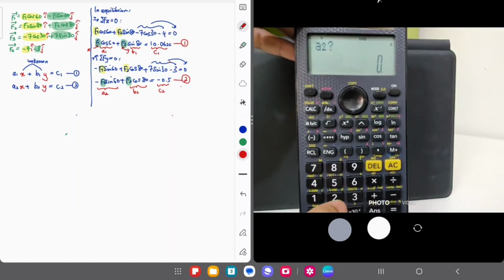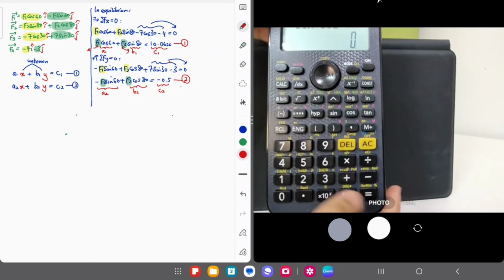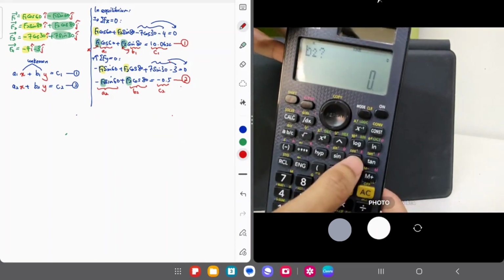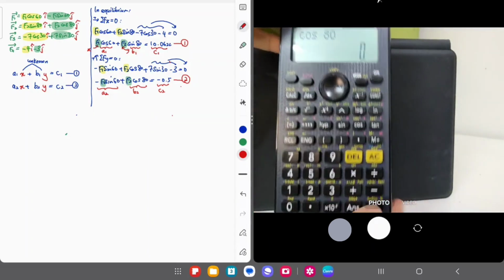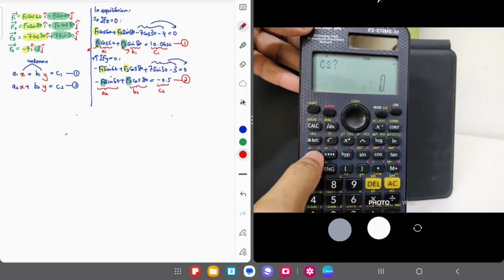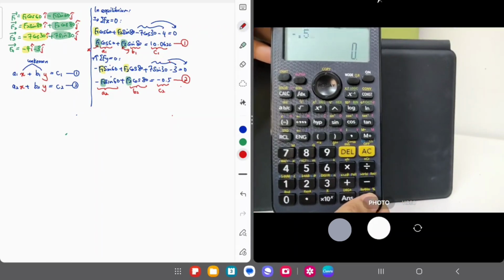So back to your a2. a2 is negative sine 60. Press the sum button. Then your b2 is cos 80. You key in cos 80 and press the sum button. And finally, your c2 is negative 0.5. You key in negative 0.5 and press the sum button.